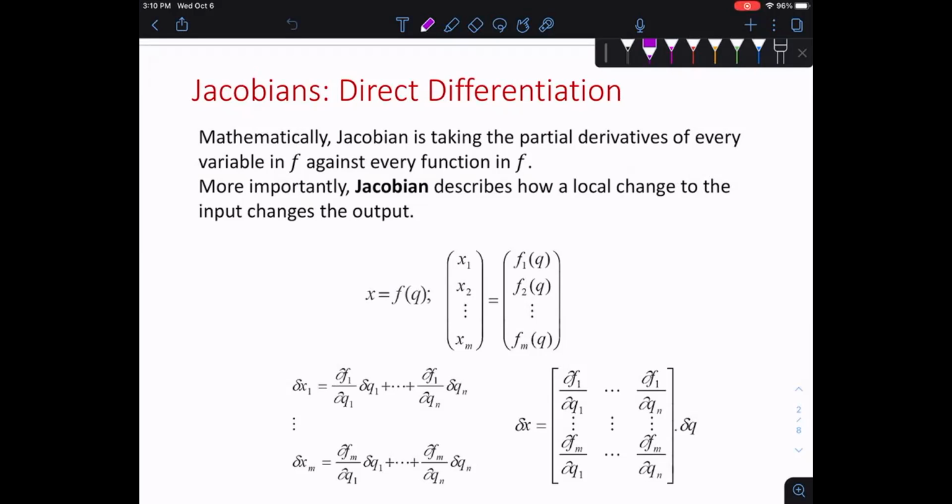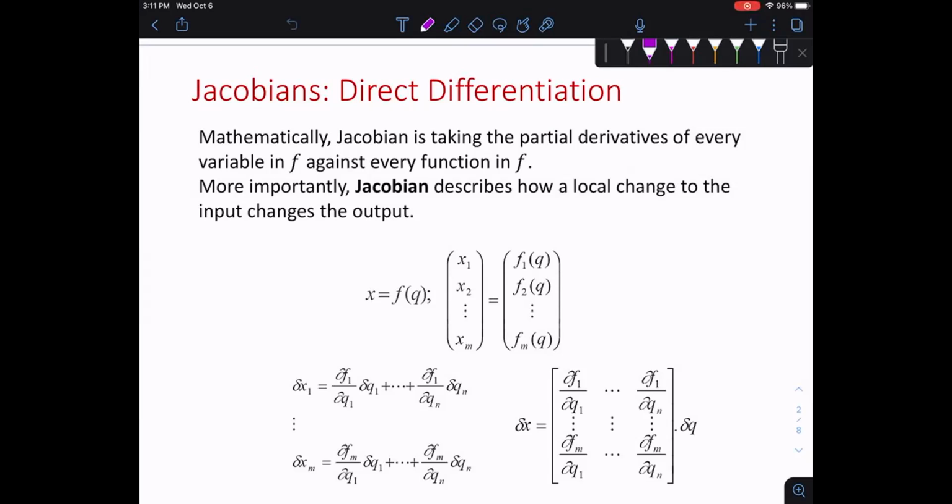All right. So mathematically, Jacobian is taking partial derivative of every variable in a function, okay, against every subfunction in that system. What does it mean? Let's say f of q is your main function and you have n subfunctions in it, f1 through fn, right? And your variables are q.